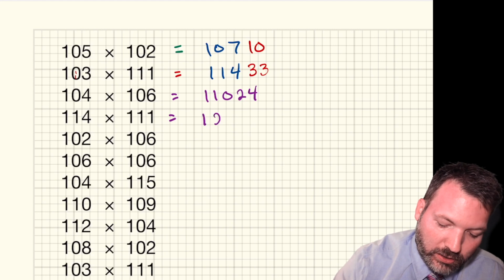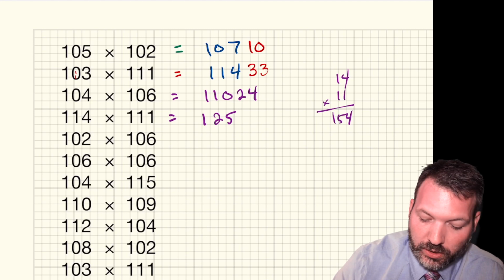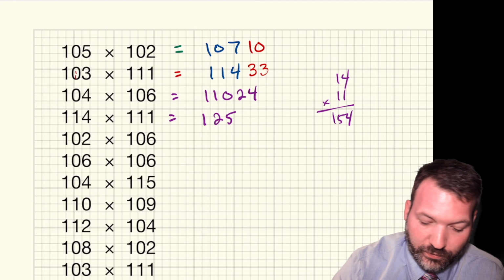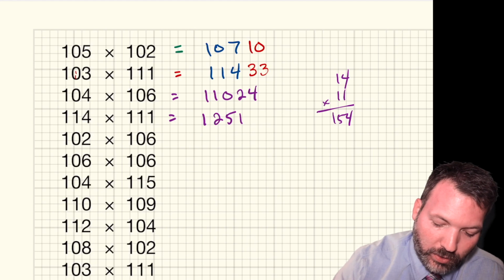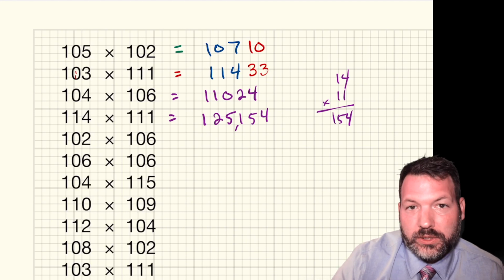Ooh, now what do we do if we have a carry? You might think, okay, so let's just keep doing the same thing. But then 14 times 11, if I'm using a different trick in my head, I know that's 154. And how am I supposed to write 154? Clearly this isn't 125,154. So what's going on here?